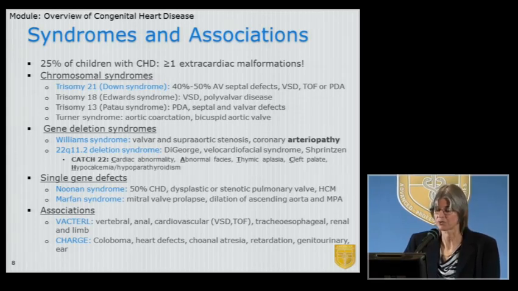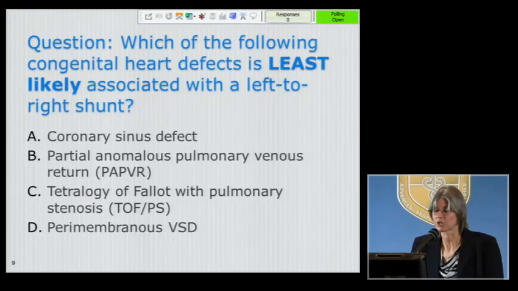Marfan syndrome, mitral valve prolapse, dilation of the ascending aorta. And then you have the associations like VACTERL: vertebral, anal, cardiovascular, tracheoesophageal, renal, and limb anomalies, or the CHARGE syndrome: coloboma, heart defects, choanal atresia, retardation, and genitourinary and ear abnormalities. So remember, when you see a kid with congenital heart disease, be aware that they can have other anomalies.